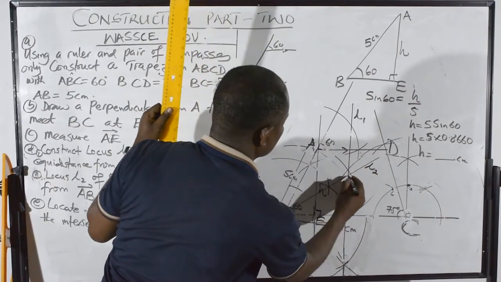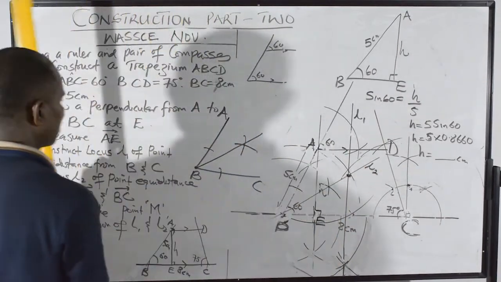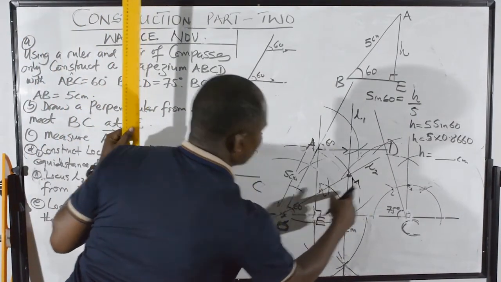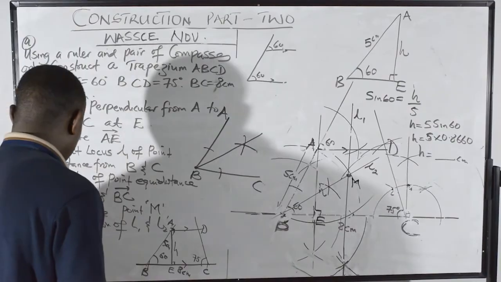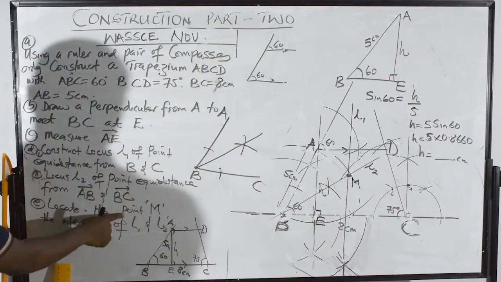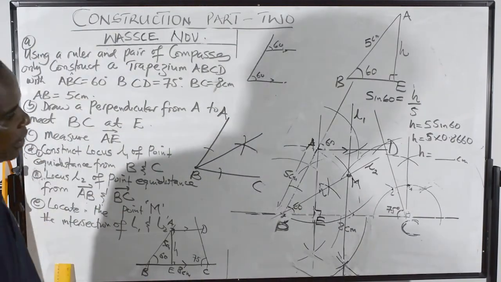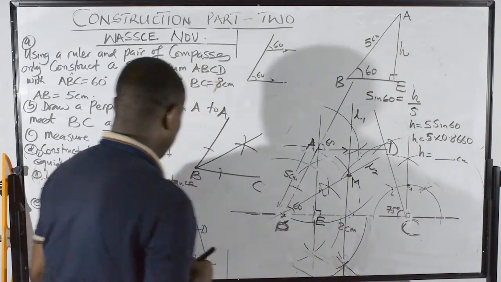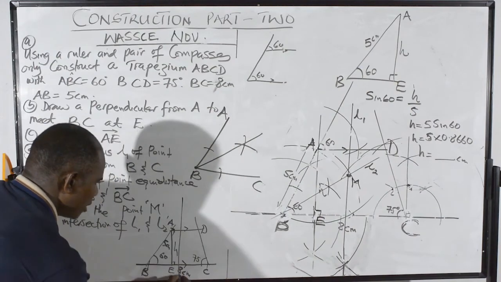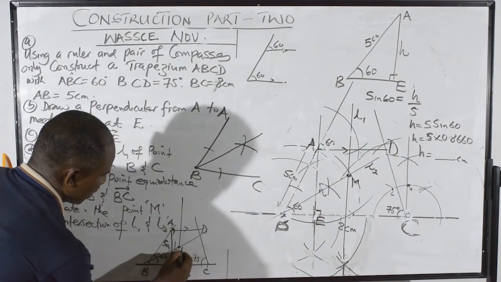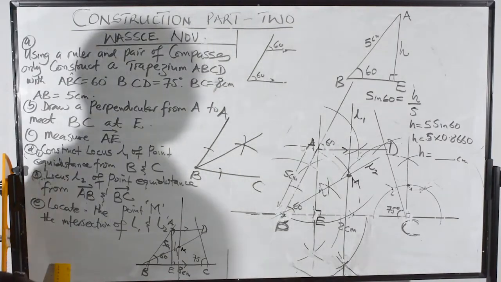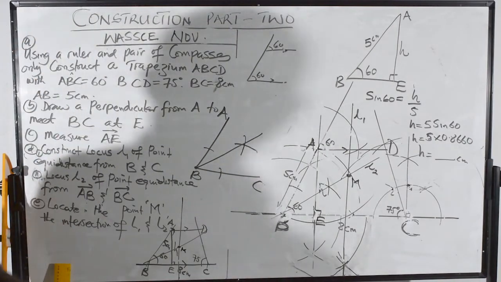This was L1, so the two of them met at a point. That point is M. So locate the point M, the intersection of L1 and L2. This was L1, this is L2, and where they meet is that point. So locate that point. That is the diagram for you, and this is the end of the question.